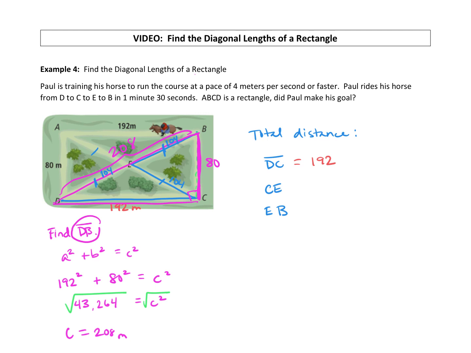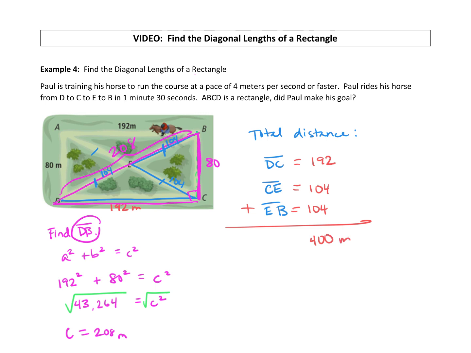All right, so how does that help us out? Do we know what segment CE is yet? Well, if we go from C to E, we can see that that's 104 meters. And then from E to B, that's another 104 meters. So what we're going to do is add together all the meters that he traveled with his horse, and we get 400 total meters.